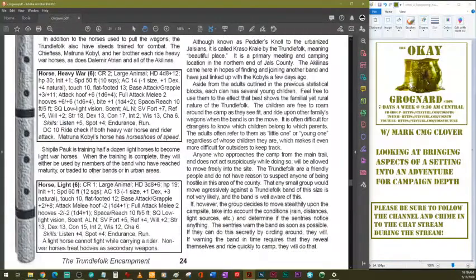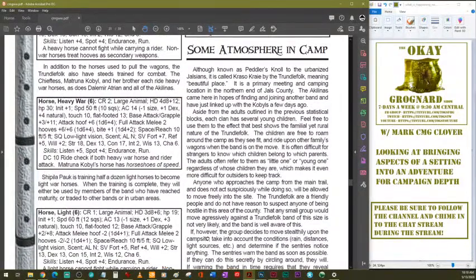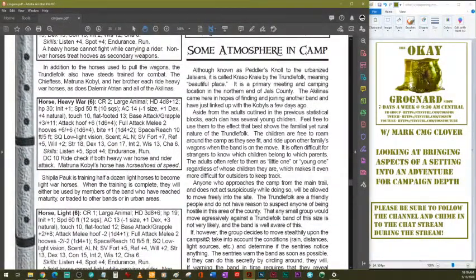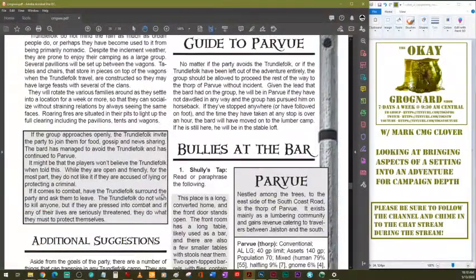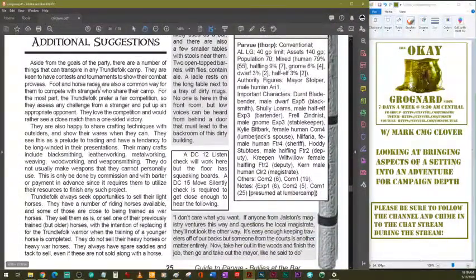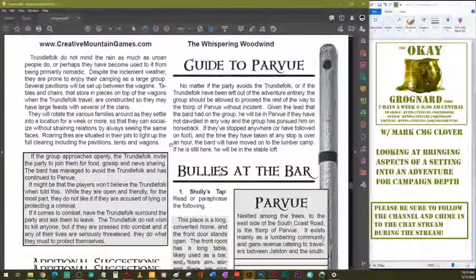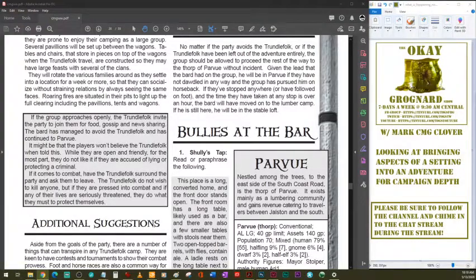Talks again about horses, because you can get better horses from the Trundlefolk than you could have gotten, or you did get back in town. Some atmosphere in camp. Talks about what camp life is for them. Talks a little bit about what you might be able to do with them. And of course, the whole idea that you can just take them and transplant them into any setting is one of the things I like.